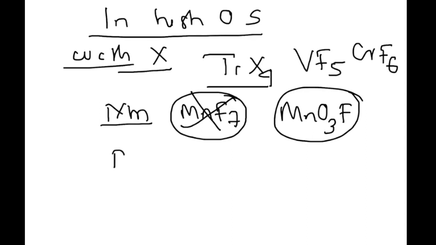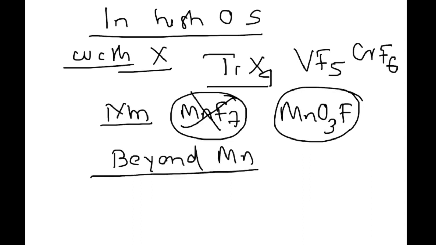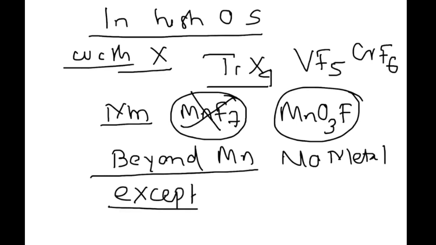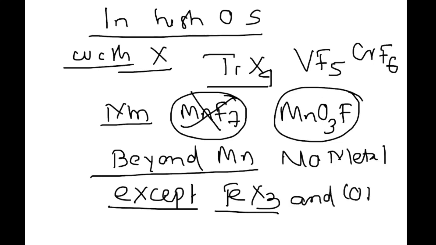But beyond manganese, no metal exists in trihalide form, except FeX3 and CoF3. Only these two can exist, but no other metal can exist in trihalide form.